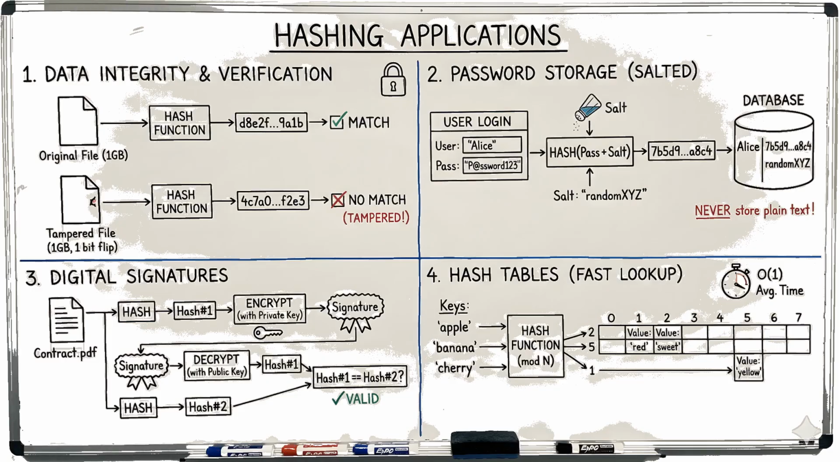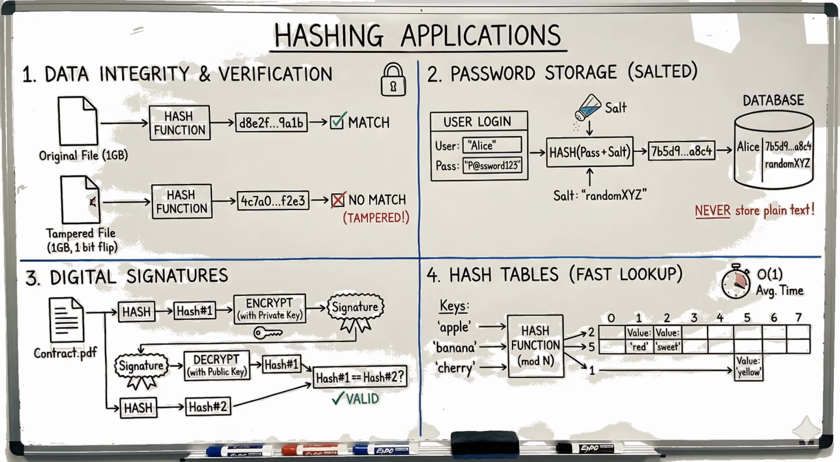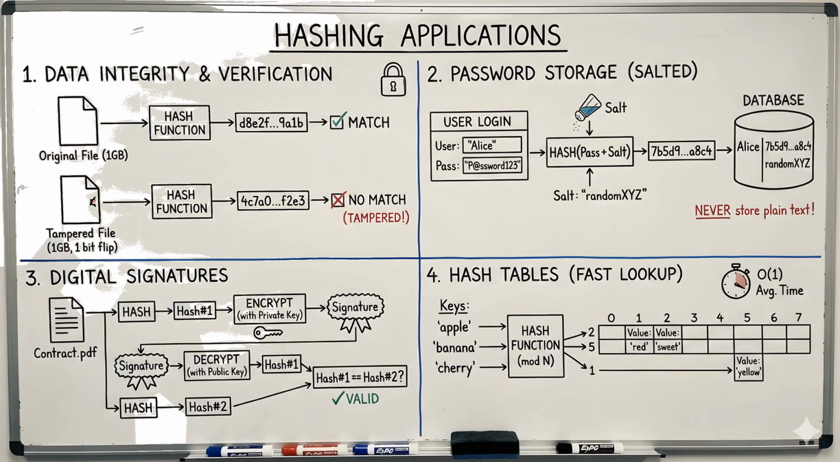4. Digital signatures. Hashing is used to create a short, fixed-length digest of a message or document. This digest is then encrypted using the sender's private key to create the digital signature.